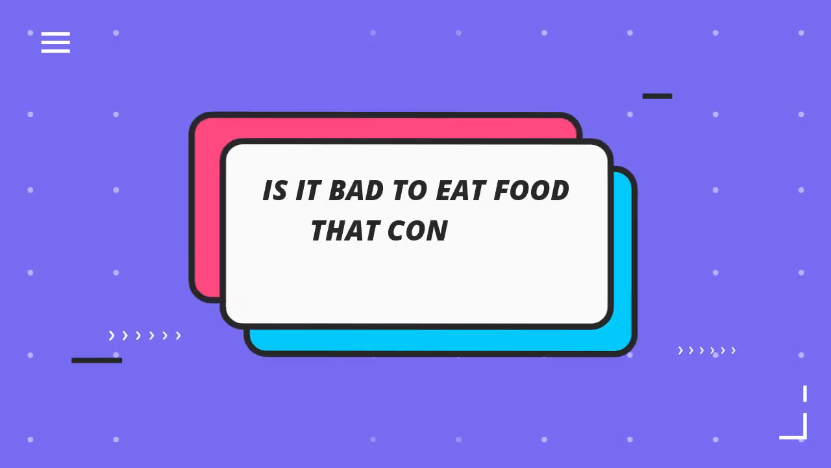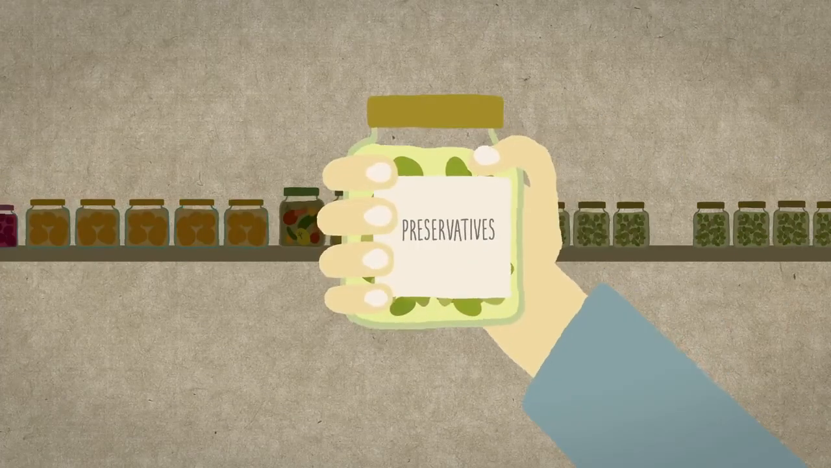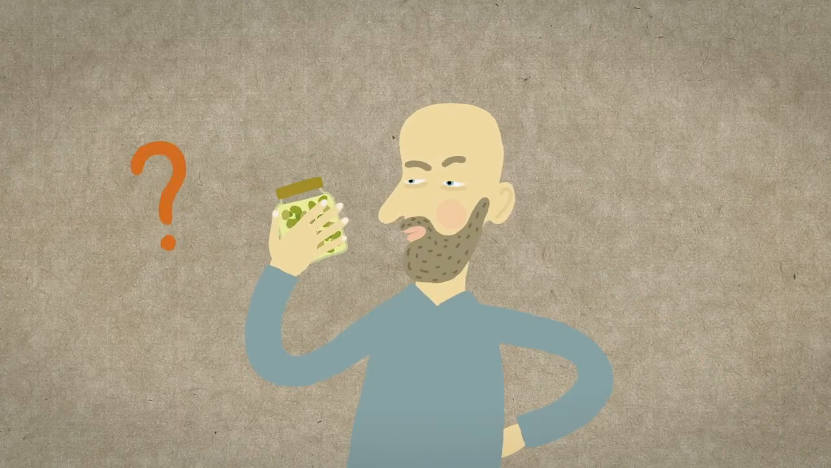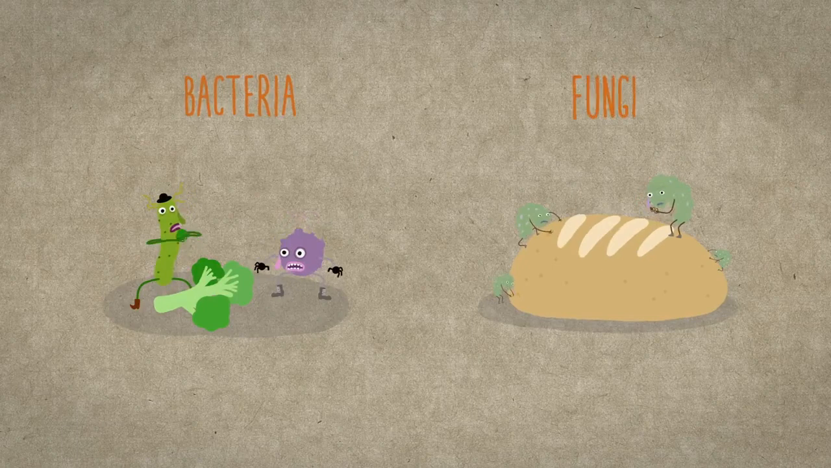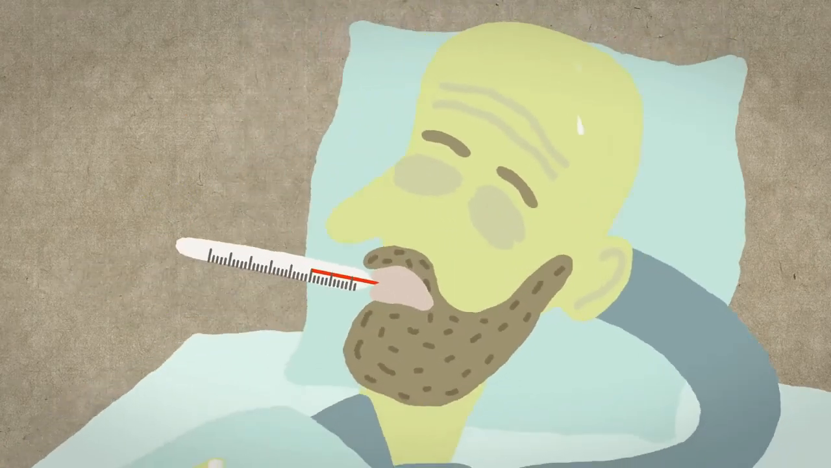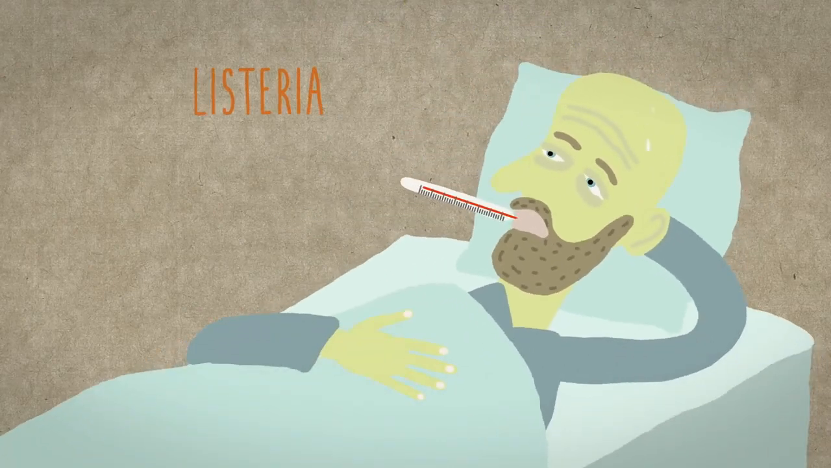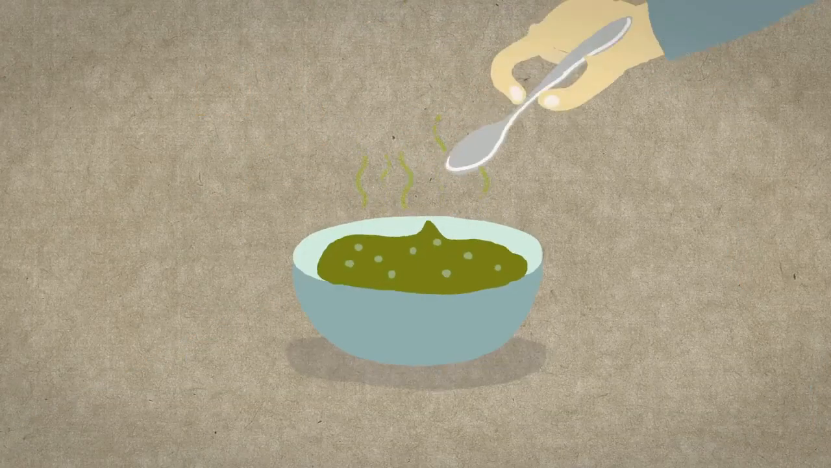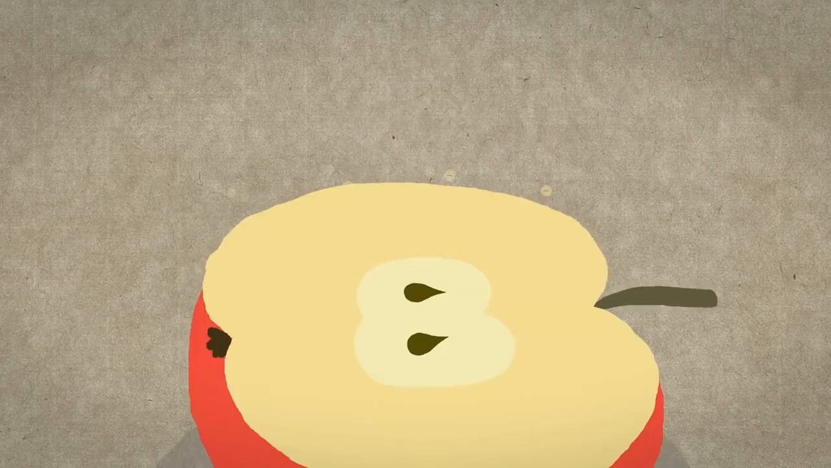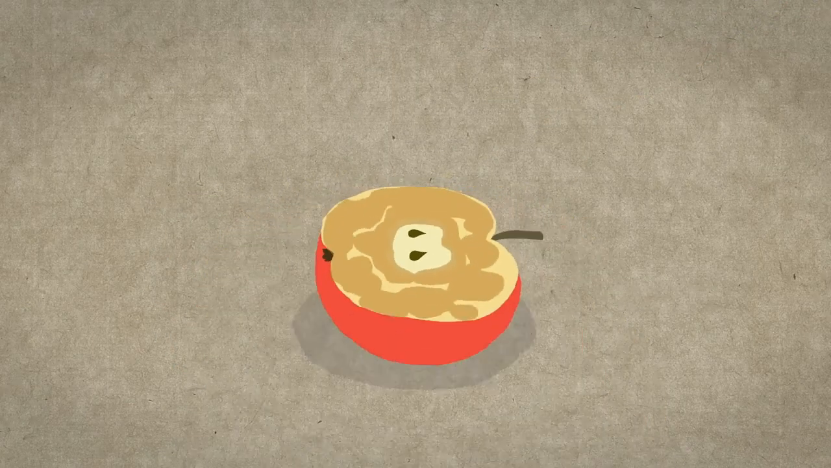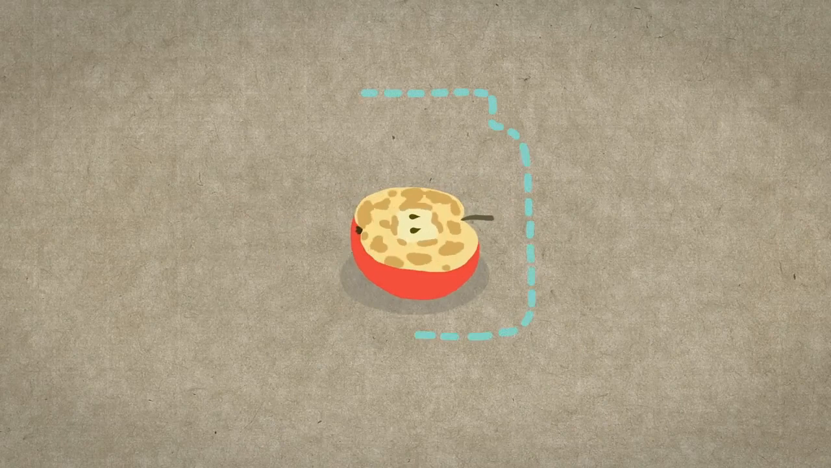Is it bad to eat food that contains chemical preservatives? Many people are not aware of the ingredients of the food that they buy or eat. If there is no preservative in food, it can easily spoil from bacteria and fungi. These common microorganisms can give us a stomachache or even flu. We can easily detect if the food is spoiled by smelling it, tasting it, and looking at the color changing. Food spoilage can be avoided by storing the food properly.